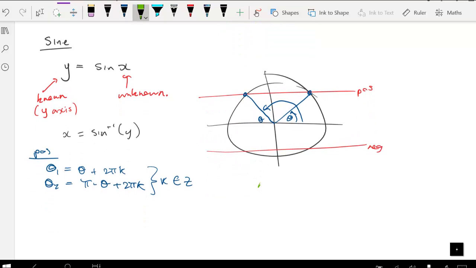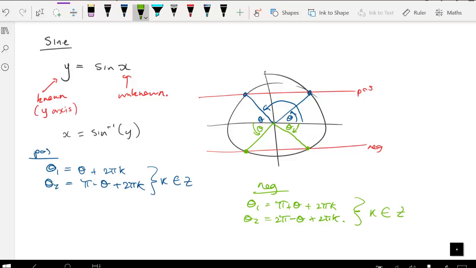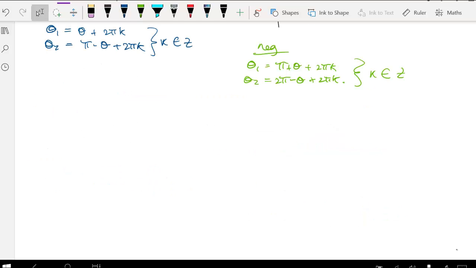And if we look at the negative side, so if it was a negative value that we're looking to solve for, we've got our two intersection points and we've got our two acute angles. And so our first one would be pi plus that angle plus 2 pi k. And our second one would be 2 pi subtract the angle plus 2 pi k, again where k is an element of a set of integers. So that inverse trig function allows us to solve for those, and we've got our infinite solutions depending on the given domain.